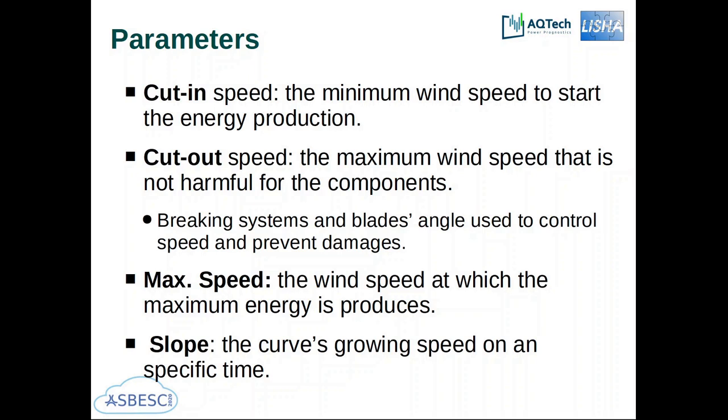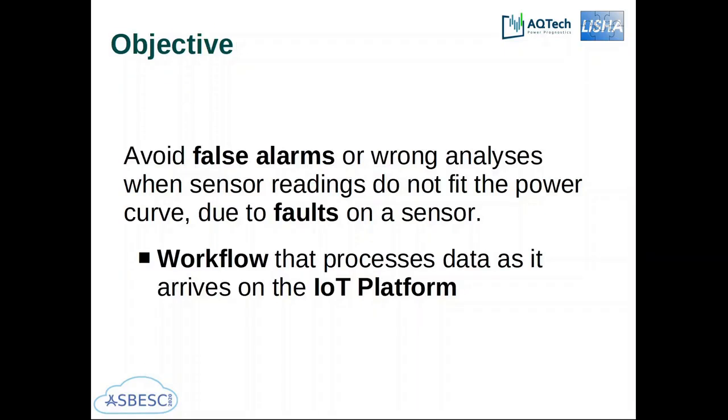The maximum speed defines the wind speed at which the generator produces the maximum energy, which defines the top limit. Stronger wind does not produce more energy, and the slope defines the angle or growing speed of the power curve function. A power curve model tries to verify if the relation between the current wind speed and the reported energy production fits the power curve function.